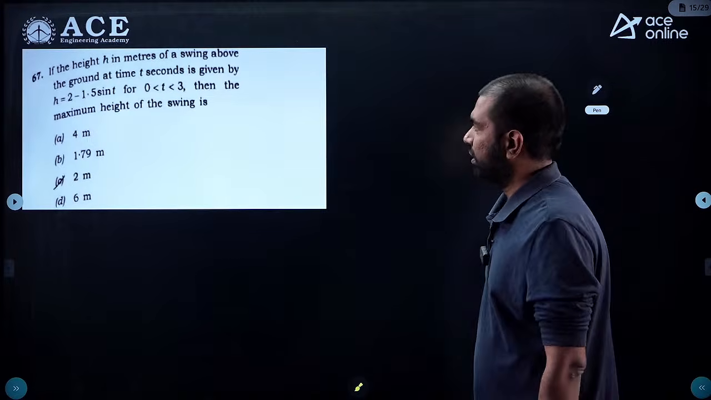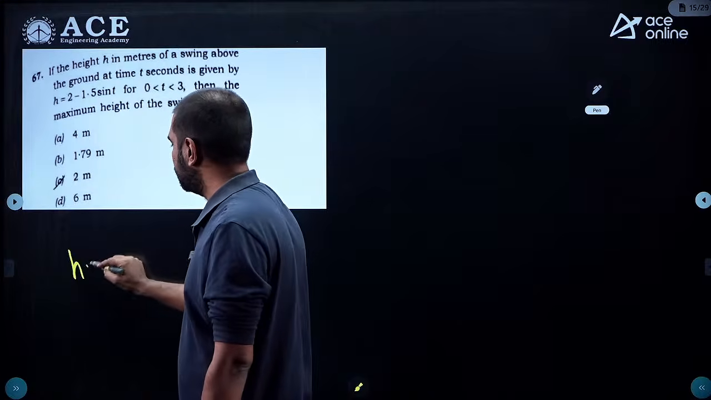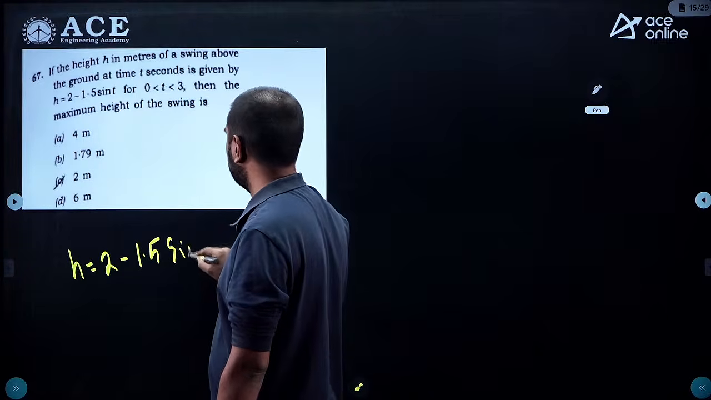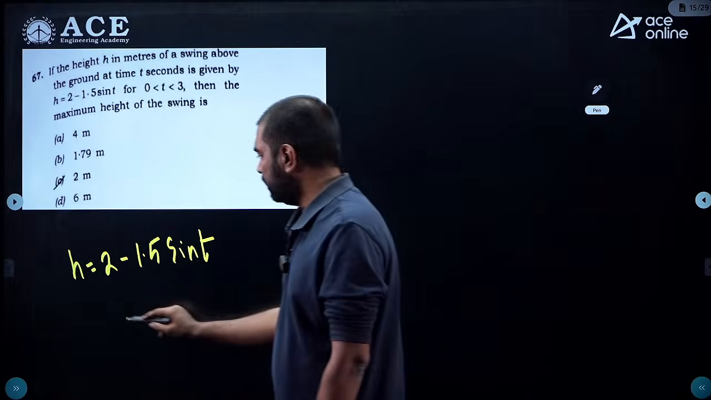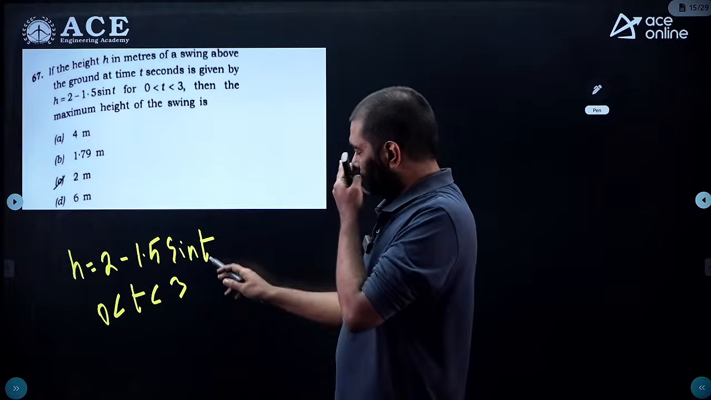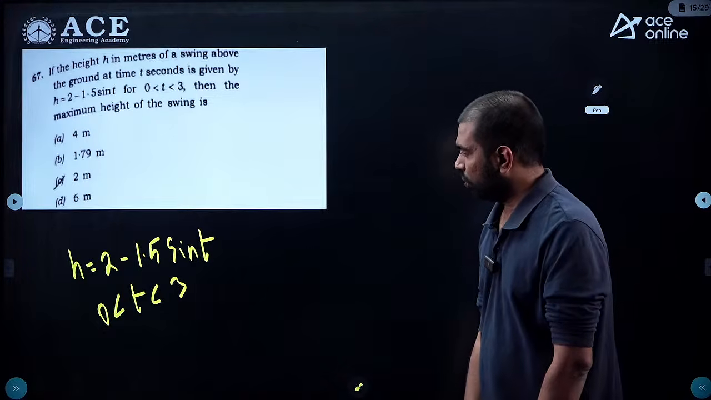Here the height is given. They say they are actually measuring some height, which is 2 minus 1.5 sin t, and then it's an open interval 0 less than t less than 3. Now it's an open interval, so what shall we do?